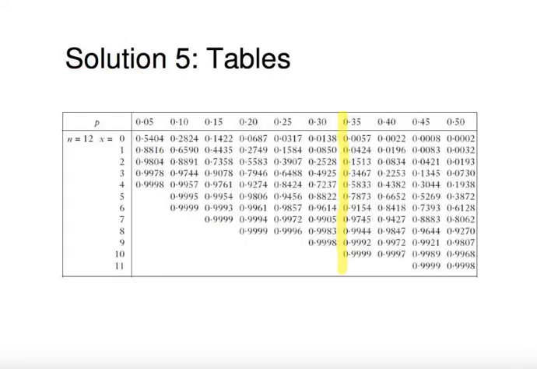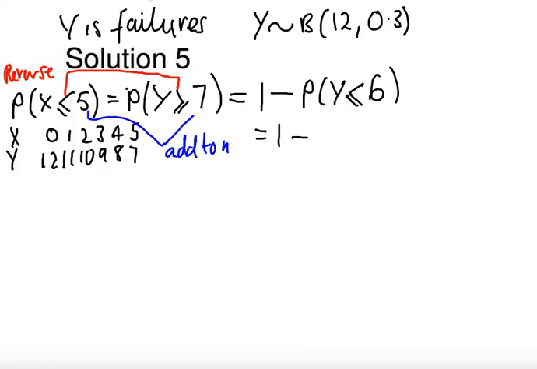So let's go back onto my tables now. Getting my highlighter pen, probability x, or y, sorry, is less than or equal to 6, highlight across, I get 0.9614.